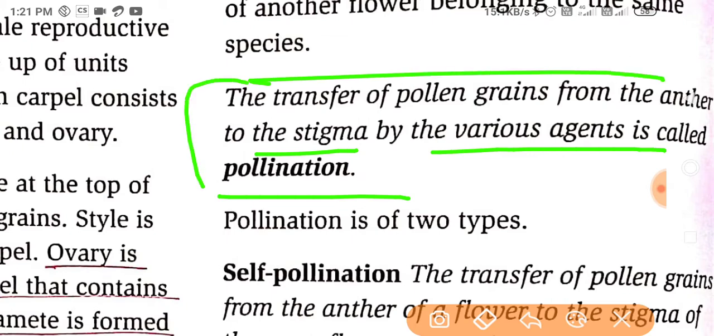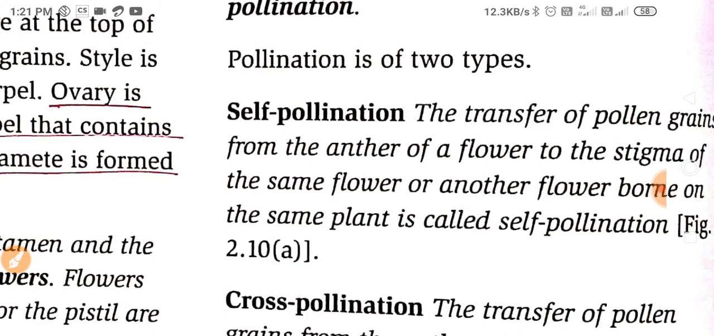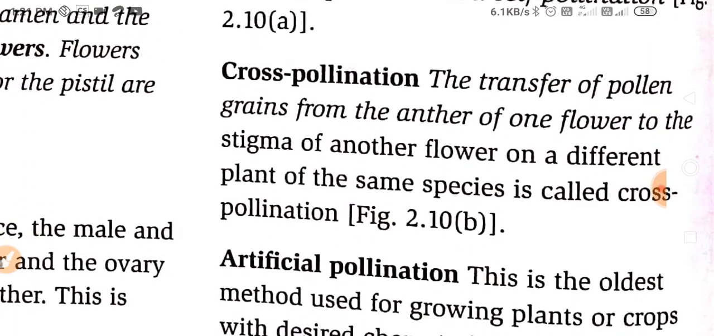Pollination is also of two types. First is self-pollination. As the name suggests, the transfer of pollen grains from the anther of a flower to the stigma of the same flower or another flower born on the same plant is called self-pollination. It means the pollination takes place within the plant. Next, cross-pollination: the transfer of pollen grains from the anthers of one flower to the stigma of another flower, on a different plant of the same species, is called cross-pollination.